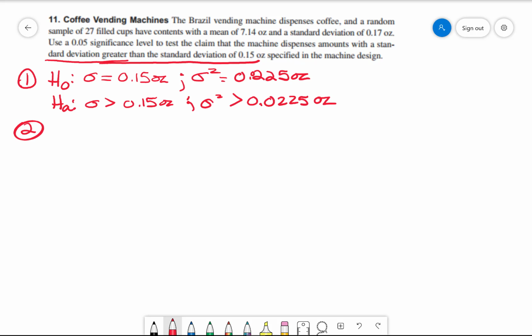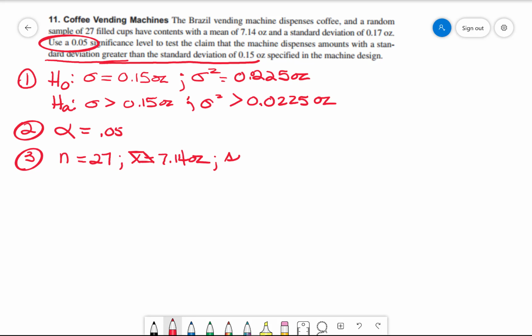Then step two, we're going to set our alpha. Alpha equals 0.05 because that's what they told us right there. Then step three, we're going to summarize the data. So n is 27. The sample mean is 7.14 ounces. The sample standard deviation is 0.17 ounces.